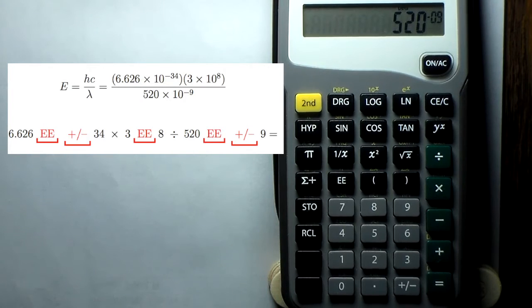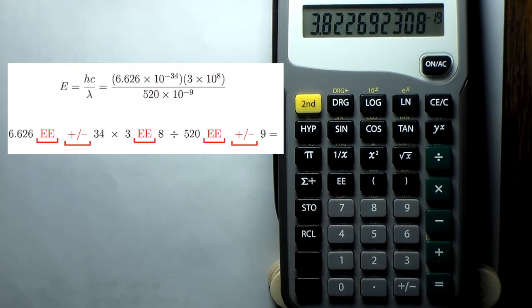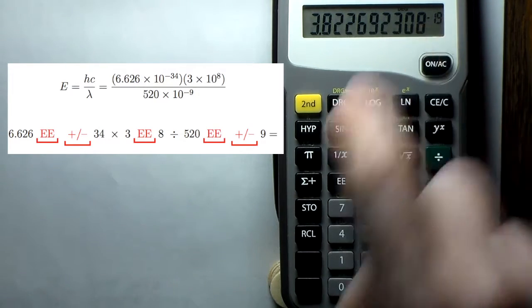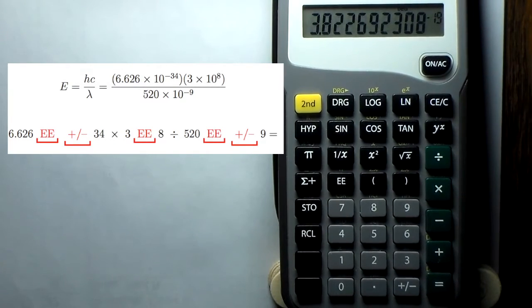All right. And then we simply just push enter, and we get a value of 3.82, and the rest, times 10 to the negative 19. And the units on this would actually be joules.